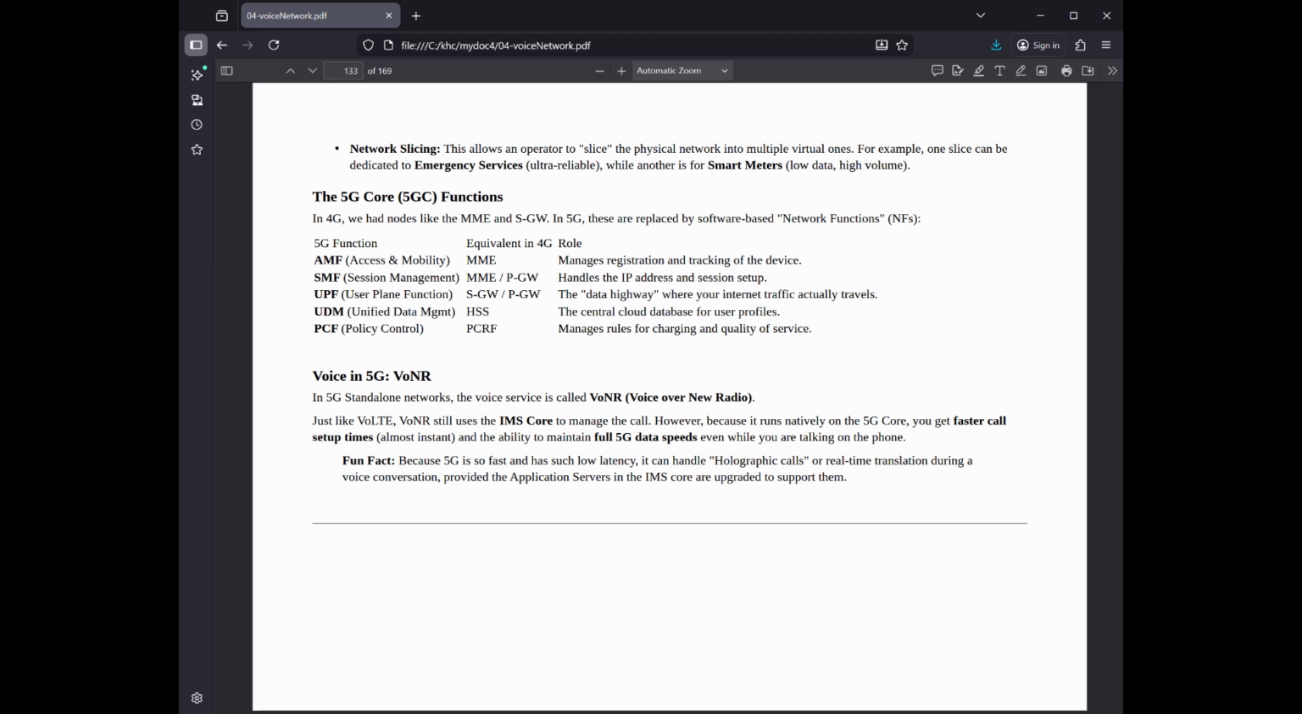Voice in 5G, VoNR. In 5G standalone networks, the voice service is called VoNR, Voice over New Radio. Just like VoLTE, VoNR still uses the IMS core to manage the call. However, because it runs natively on the 5G core, you get faster call setup times, almost instant, and the ability to maintain full 5G data speeds even while you are talking on the phone. Fun fact: because 5G is so fast and has such low latency, it can handle holographic calls or real-time translation during a voice conversation, provided the application servers in the IMS core are upgraded to support them.